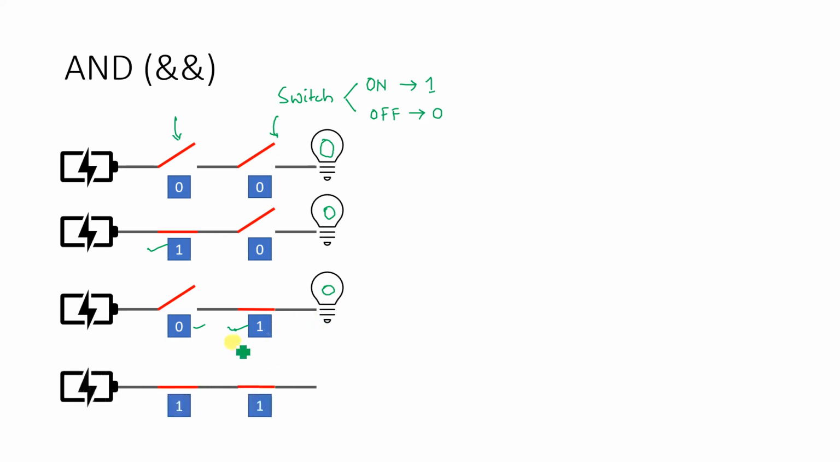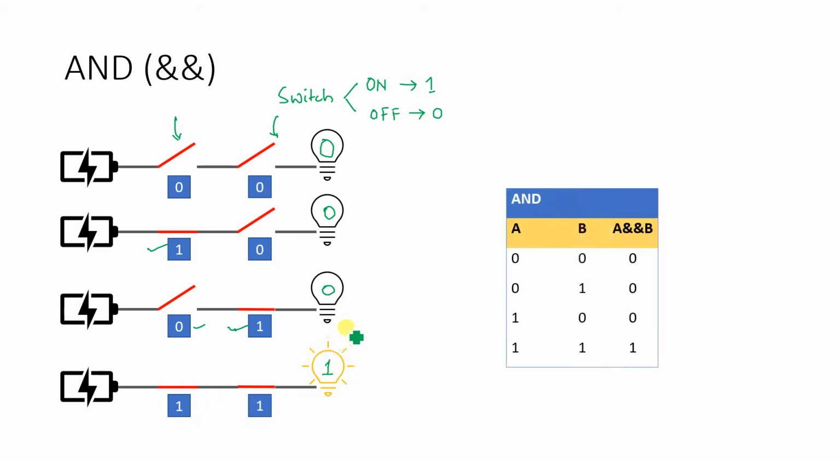And the final one, whenever both the switches are connected, that is 1, 1, the bulb will glow. Bulb glowing means it will be 1. So you can easily understand that in the situation 0, 0, the output is 0. For 1, 0, the output is 0. For 0, 1, the output is 0. And for 1, 1, the output is 1.